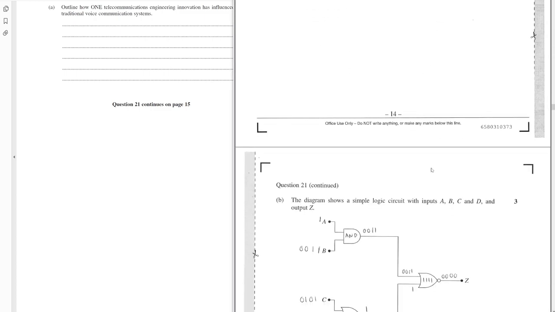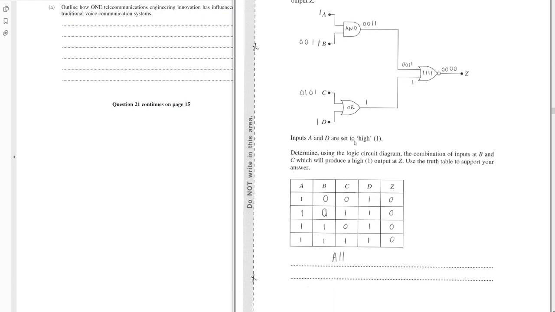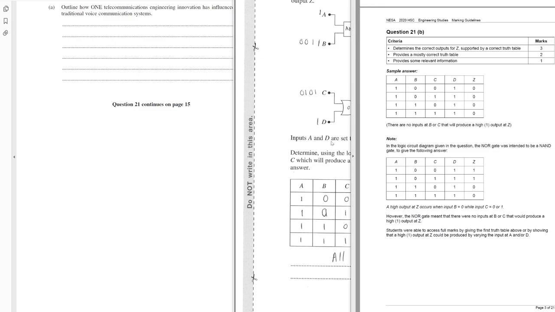question. I have things to say about this one. So it's some logic gates. What I think people might miss is that inputs A and D are set to high. That would be the tricky part of this question. They're not trying to trick you, but that's where I think the trick is. And so then there's only four combinations that we can have: 0, 0, 0, 1, 1, 0, and 1, 1. I tried to match the HSC answers so that you can see where that comes from.